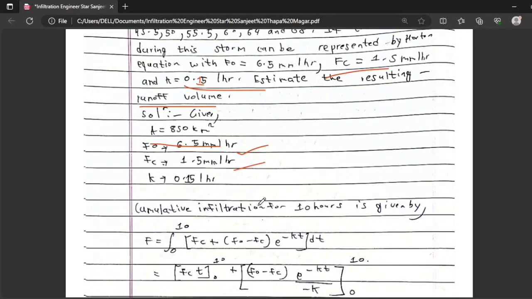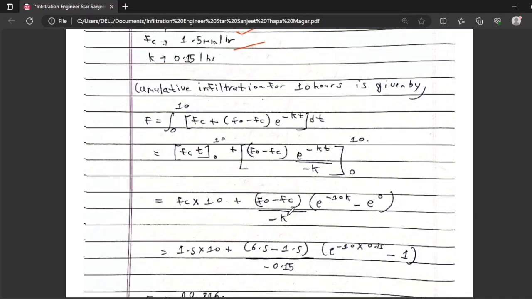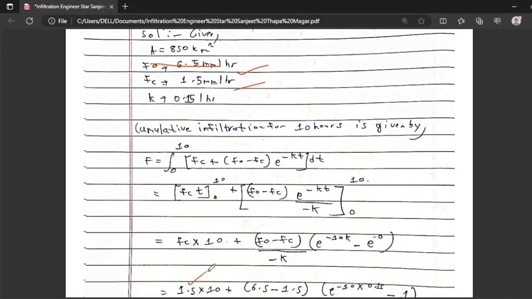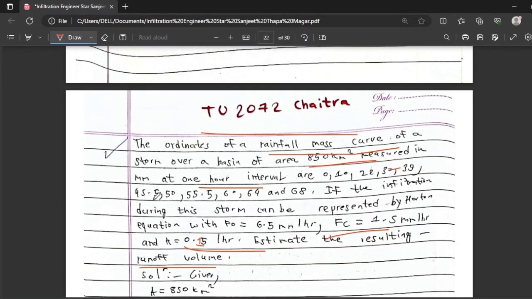Cumulative infiltration for 10 hours is given by the integration from 0 to 10 of fc plus f naught minus fc e power minus kt dt, and fc and t from 0 to 10, and this will be common, and the integration of this will be from 0 to 10, and t was 10, f naught minus fc divided by minus k e power minus, taking the upper limit this is 10 and the lower limit this is 0, so minus 0 is also 0. So fc was 1.5 and time was 10 hours. Time was 10 hours because 1, 2, 3, 4, 5, 6, 7, 8, 9, 10. So time is 10 hours.